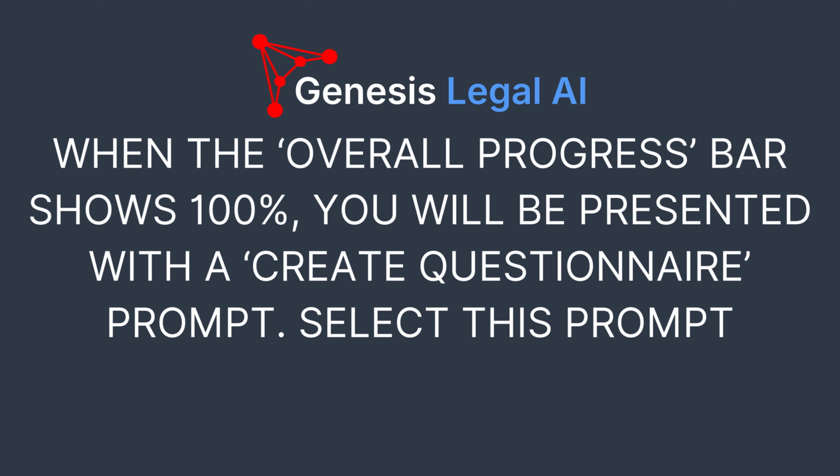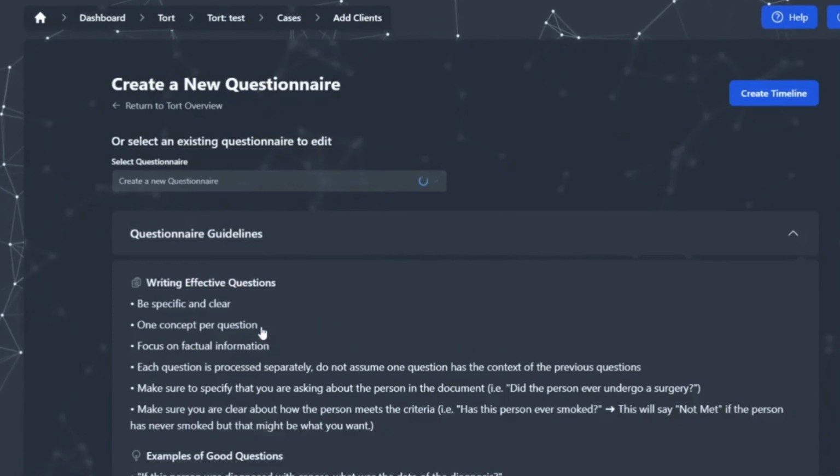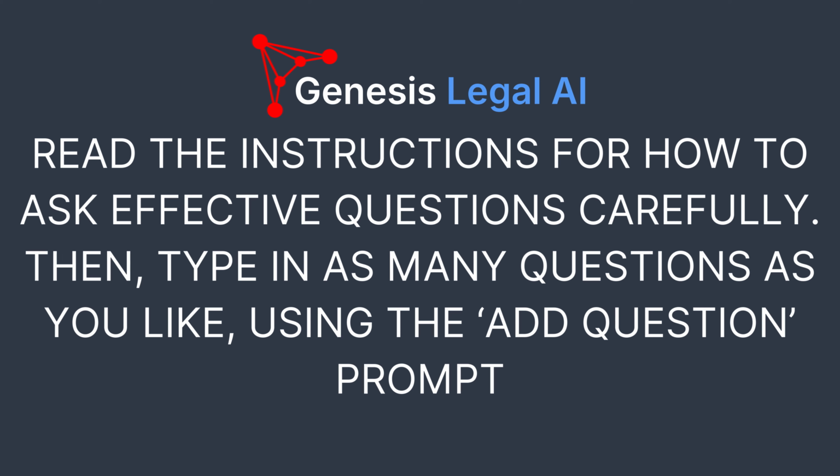When the overall progress bar shows 100%, you will be presented with a Create Questionnaire prompt. Select this prompt. Read the instructions for how to ask effective questions carefully. Then type in as many questions as you like using the Add Question prompt.